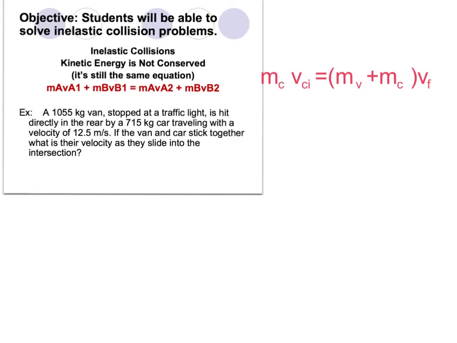Alright, so the first thing we want to do is take a look at what we have and how we can simplify our equation. So here we have a van that's stopped at a traffic light, so its initial momentum is 0. So we can ignore that on the left-hand side of our equation. And then we have our car, it weighs 715 kilograms and has a velocity of 12.5 meters per second. And that is the only object that has momentum before the collision. So here we have the mass of the car times the velocity of the car on the left-hand side of the equation. And on the right-hand side of the equation, because the van and the car are sticking together, they both have the same final velocity. So we can combine those two terms into this equation.